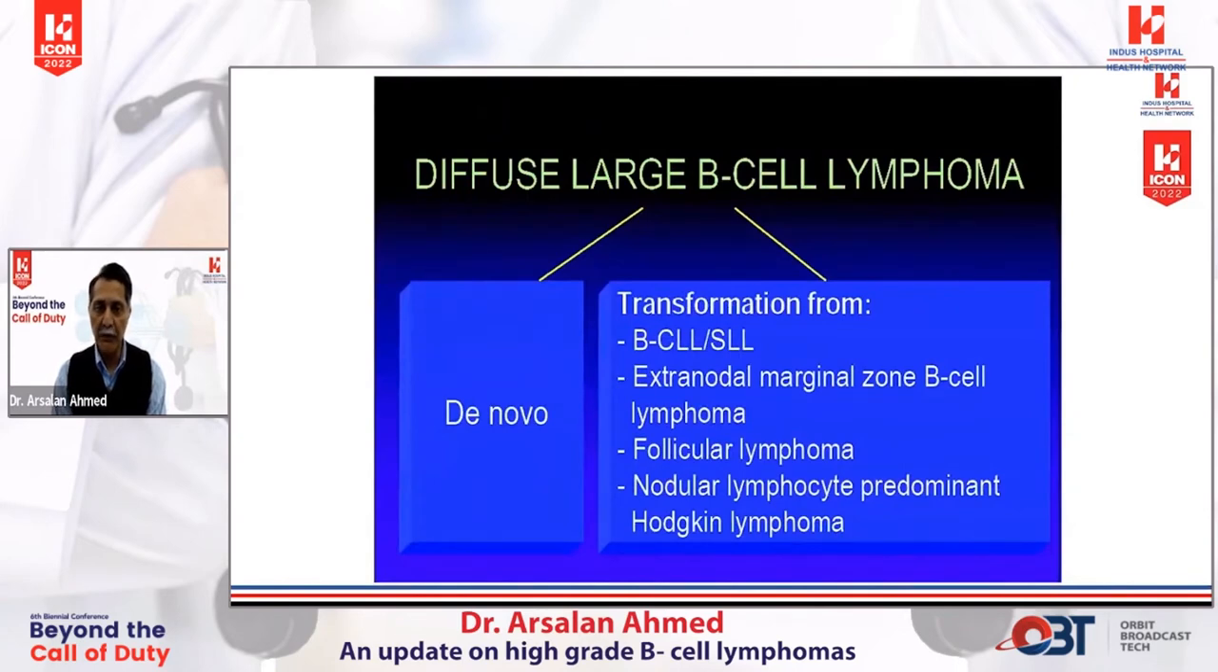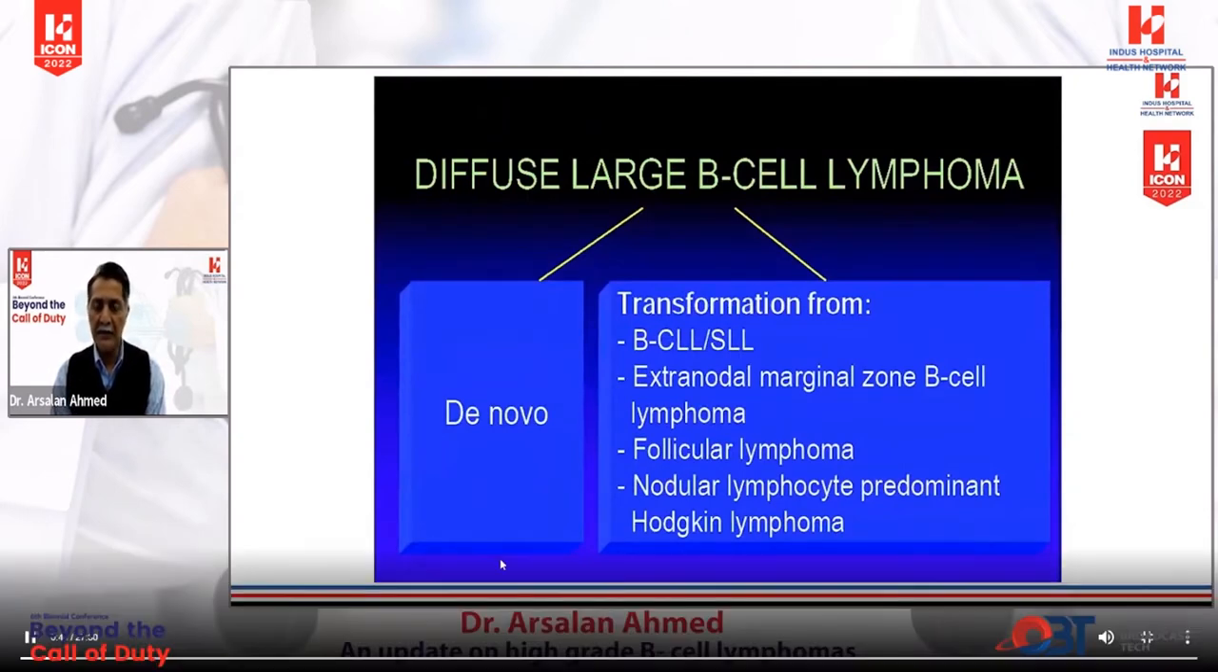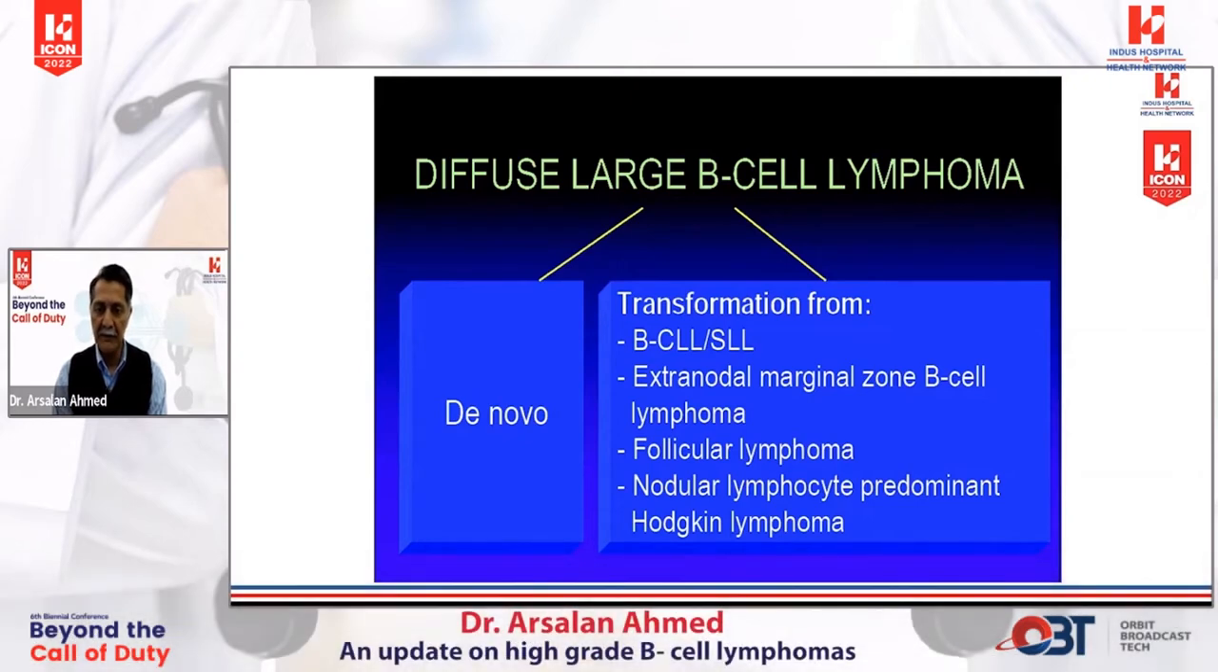So diffuse large B-cell lymphoma can be de novo, or it can be a transformation from a B-CLL, extranodal marginal zone B-cell lymphoma, or can arise from follicular lymphomas and nodular lymphocyte predominant Hodgkin lymphoma.